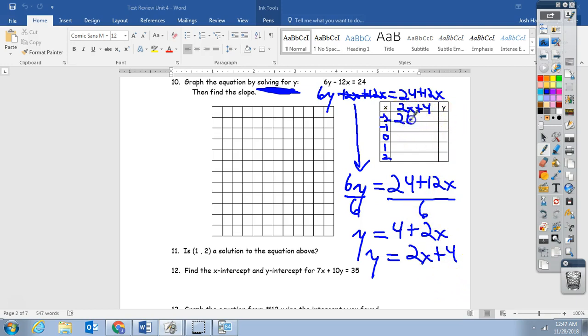This is just calculator work. 2 times negative 2 is negative 4. Negative 4 plus 4 is 0. And you keep going down the list. 2 times negative 1 is negative 2. Negative 2 plus 4 is 2.